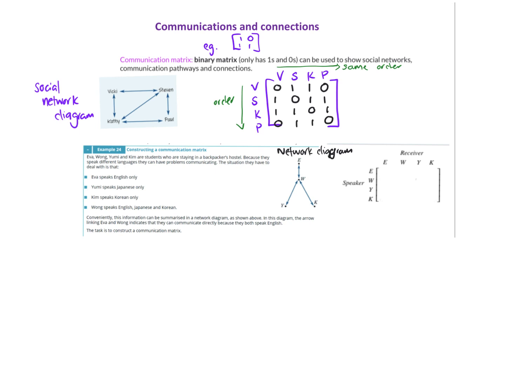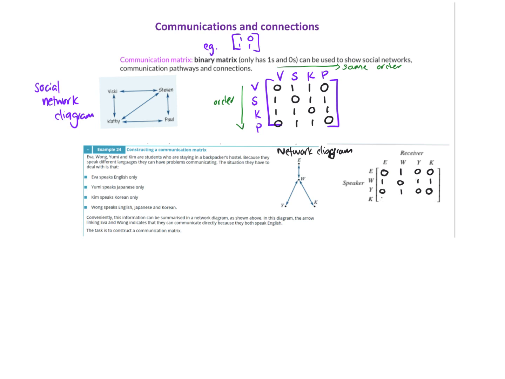Let's go through it. We're going to put a 0, because Eva's not going to talk to herself. But who can she talk to? If you look at the network diagram, who can Eva connect with? Wong. So we'll see a 1 there and a 0 on the other ones. Then Wong can actually speak to everyone, but isn't going to bother talking to themselves. Yummy can only talk to Wong.